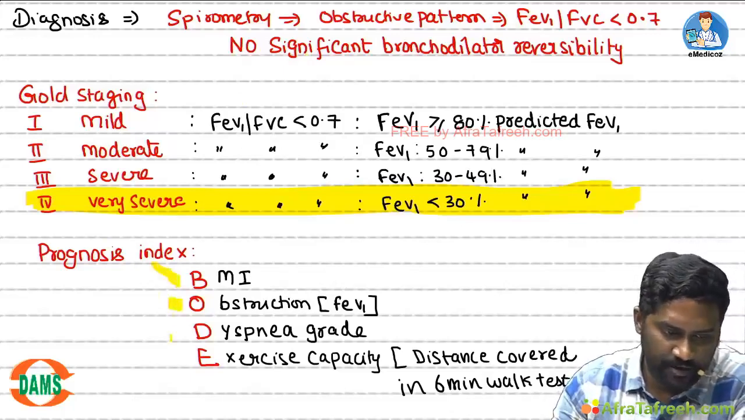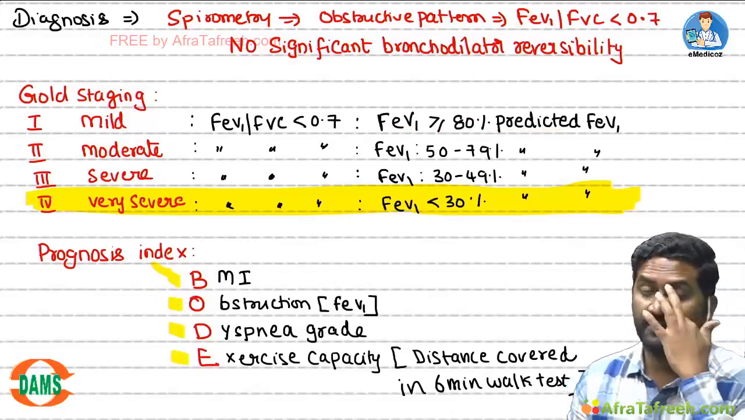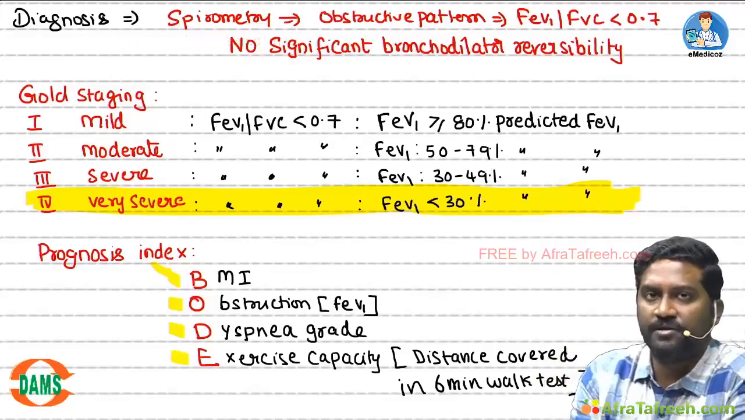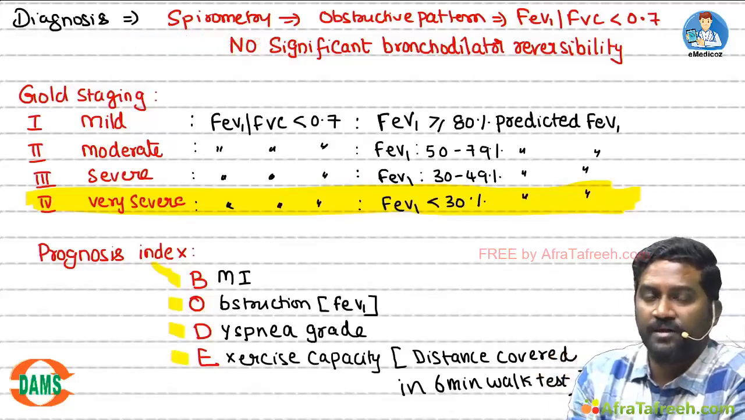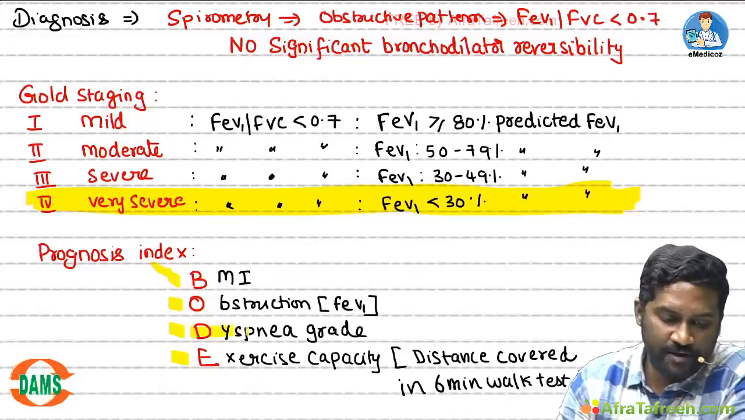O stands for obstruction. D stands for dyspnea. E stands for exercise capacity. This is an old index. Nowadays we are not using it for routine clinical purposes, but they can ask you what are the variables of the BODE index in your exam. Now coming to grades of dyspnea for a respiratory disease.